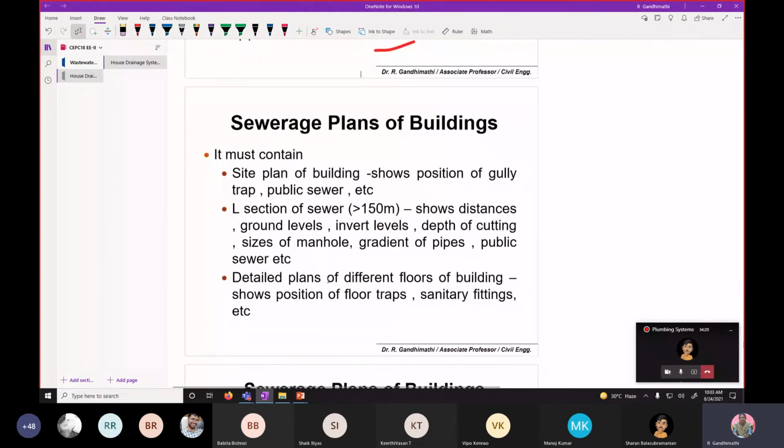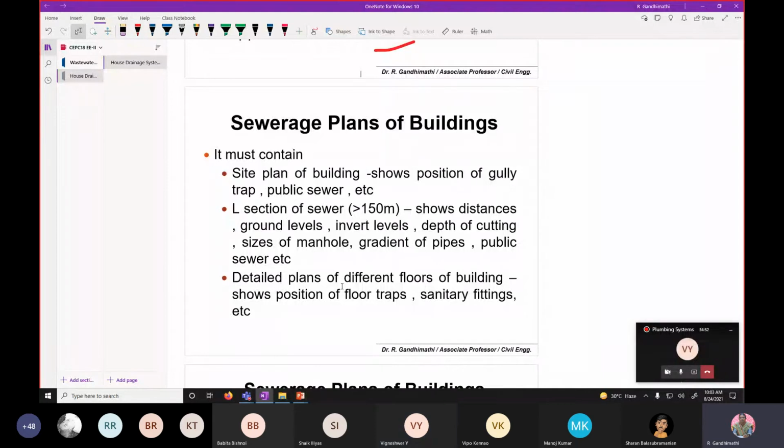And then sewerage plants. Can you differentiate between what is sewerage and what is sewer? Sewer I have already explained. What is sewerage? Do you have any idea about what is sewerage? The plan for the disposal.